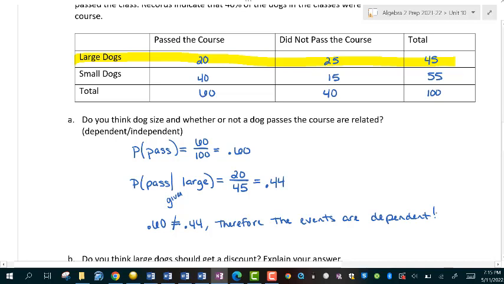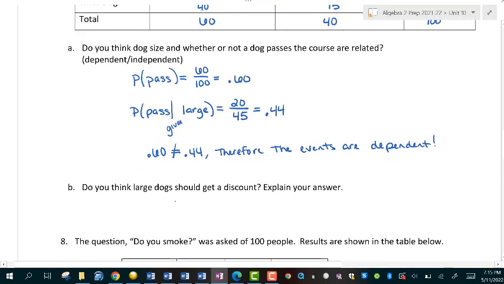Because what this means is the fact that it was a large dog means the probability of passing actually went down. So in comparison to everyone altogether is 0.6, but for just those large dogs, the probability of passing was 0.44. So the probability is lower given we selected a large dog. So do you think large dogs should get a discount? Well, if the probability went down, I would probably say no, because that was under the assumption that large dogs were actually easier to train and therefore more likely to pass.